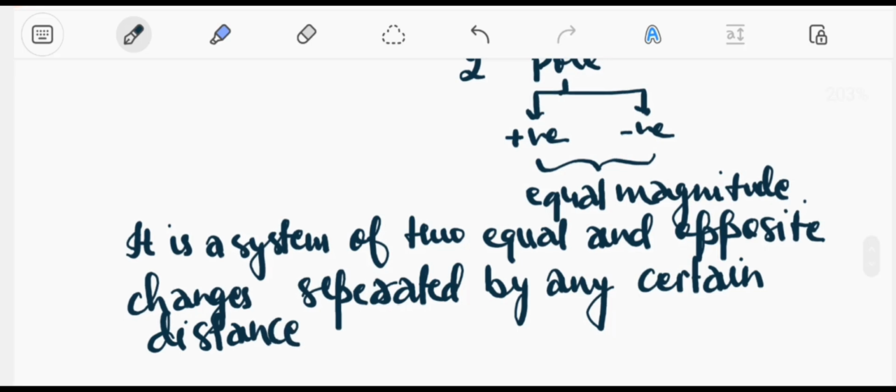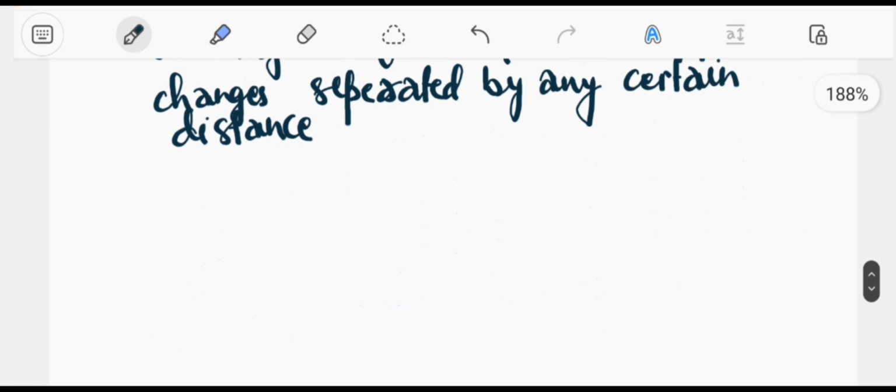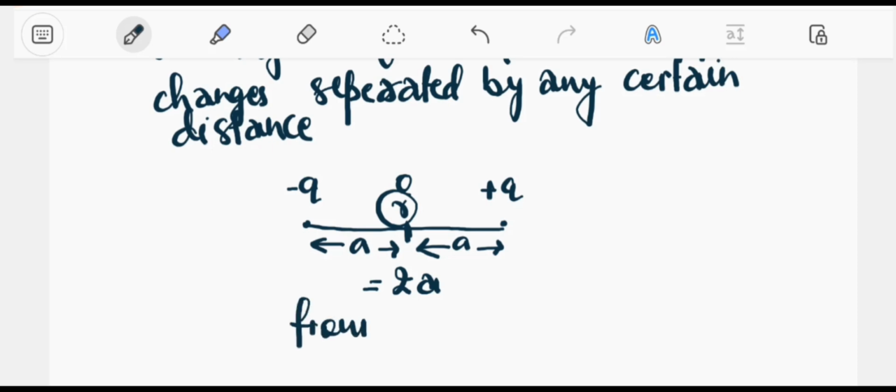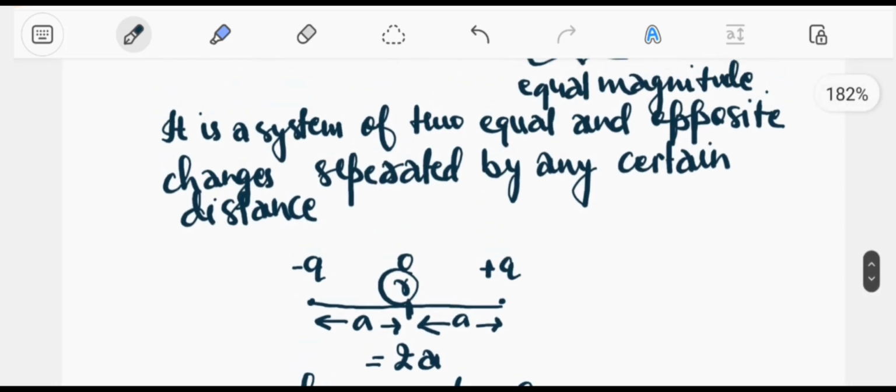If we draw the diagram, let us consider we have two charges, minus q and plus q, and both the charges are separated by a distance. If we consider a midpoint O, then this distance will be a, and this is again a. So the distance between minus q and plus q will be equal to twice of a, and the direction will be from the minus charge to the plus charge. Is it clear? Now this is the electric dipole.